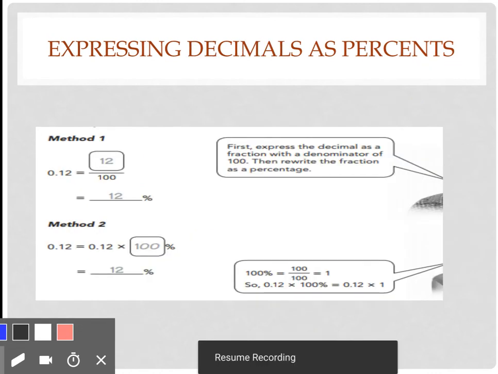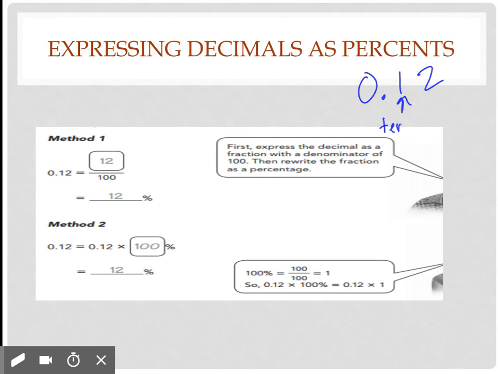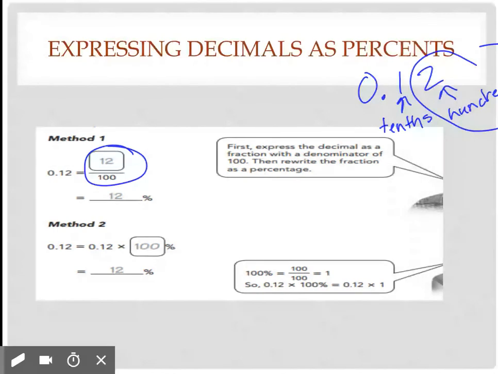Okay, now we're expressing decimals as percent. It's really important that you know your place values for this, because then it makes it quite easier. So if we have 0.12, which is our example, the first digit here is in the tenths place, and the second is in the hundredths. That's a really good clue to tell you what your denominator is going to be. So because our last digit is in the hundredths place, we can make that our denominator, 12 over 100. And we know when we have a fraction over 100, that's a percent right there. So it is just 12%.